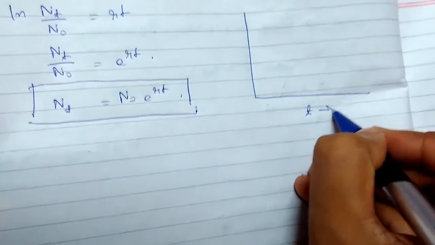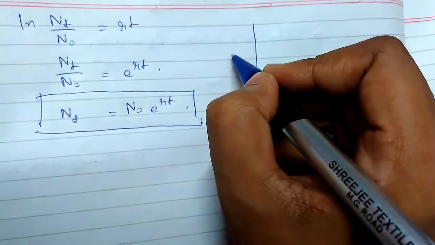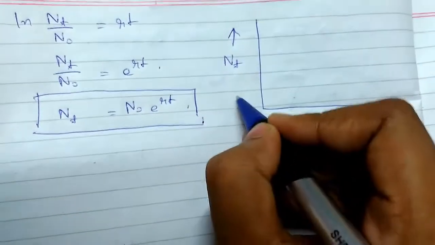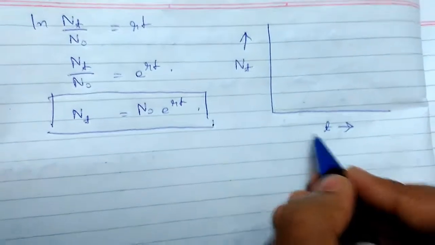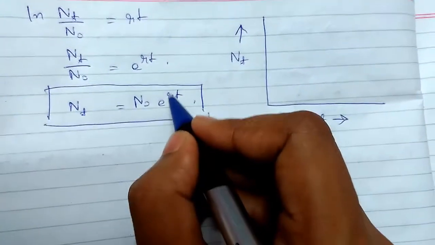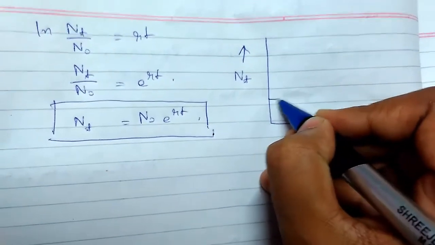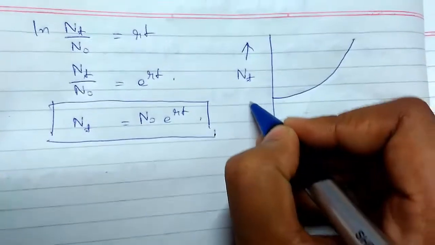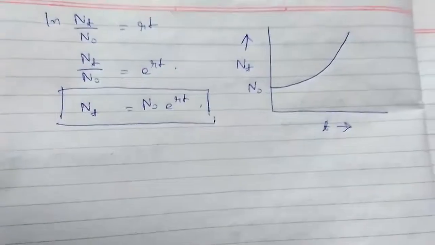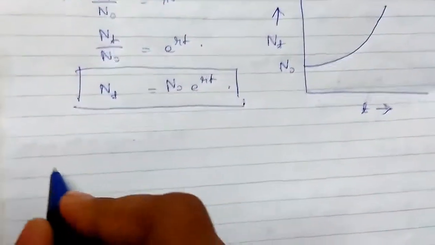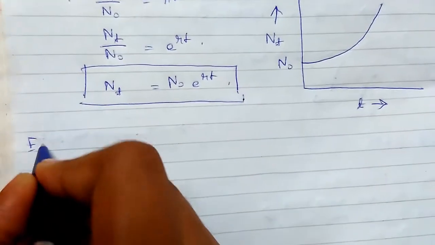So this is the time and n(t). If you put the value of t equals 0, e to the power 0 is 1, and n(t) will start from a certain point, that is n0, and it will go up exponentially. So this is n0. This was the exponential growth model. So I will explain it with an example. I will show you an example.